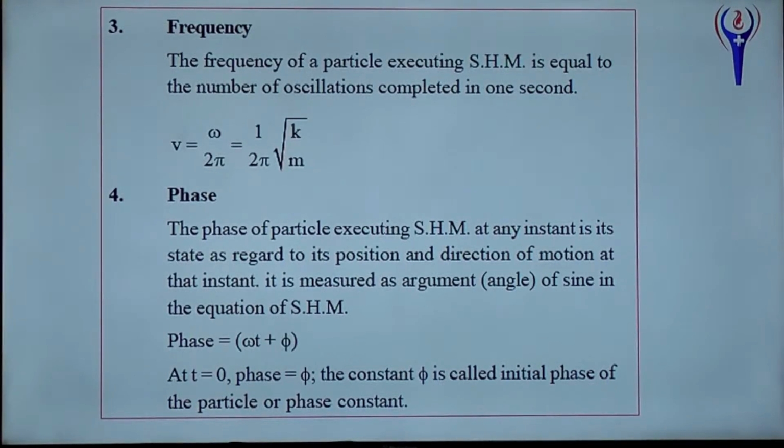nu equal to omega by 2 pi, that is equal to 1 by 2 pi into root of k by m.